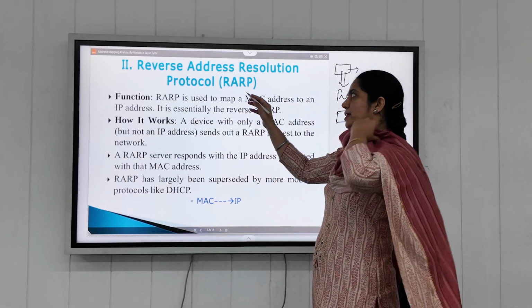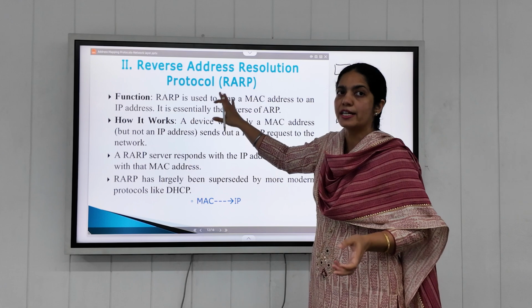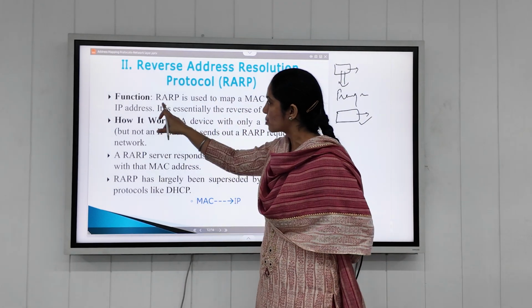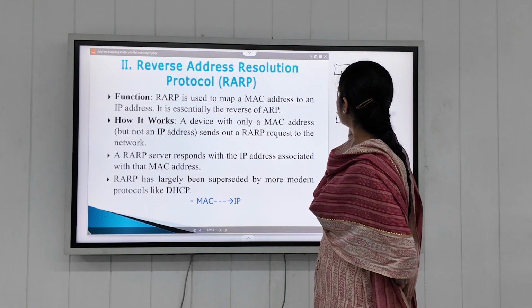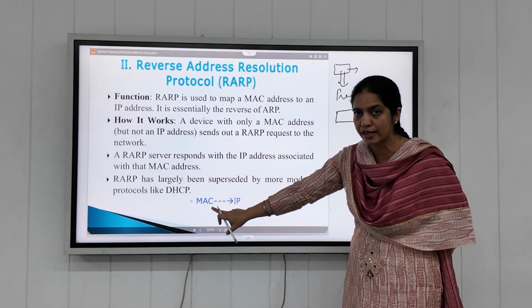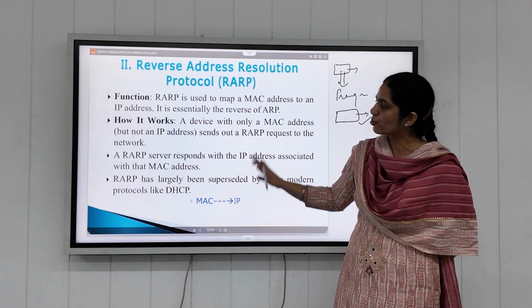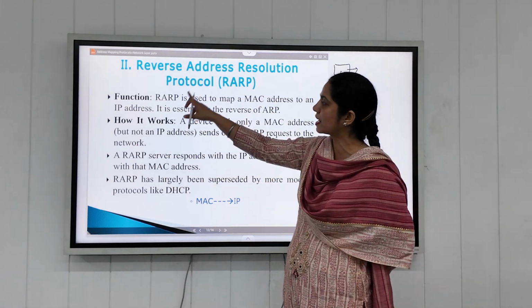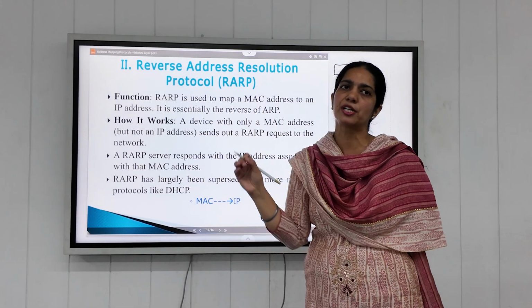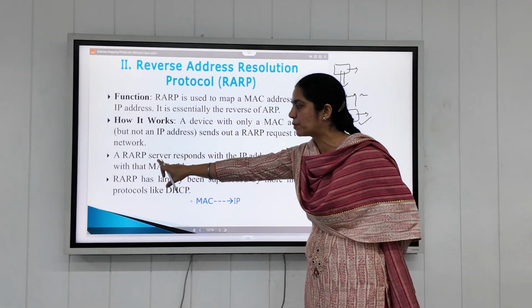Next is the Reverse Address Resolution Protocol, which works in reverse to ARP. RARP is used to map the MAC address to the IP address. I know the MAC address, but I don't know the IP address. So it works in a reverse manner, and that's why its name is Reverse Address Resolution Protocol. Here there is one major difference, that is the RARP server.